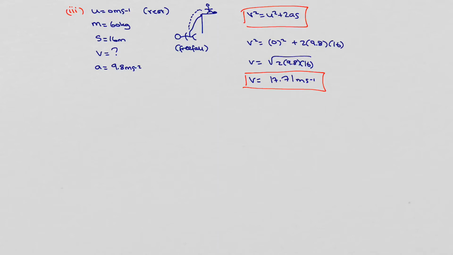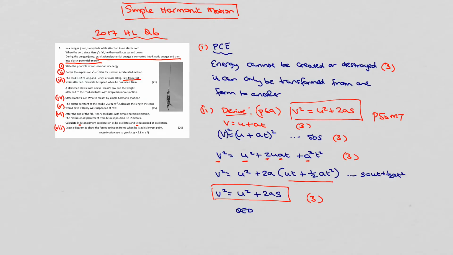Okay. In the next part of the question, then, if I go back, part 4, a stretched elastic cord obeys Hooke's law, and the weight attached to the cord oscillates with simple harmonic motion. State Hooke's law and what is meant by simple harmonic motion.